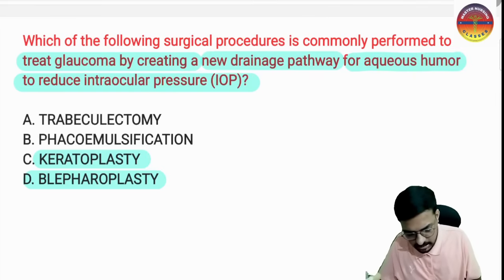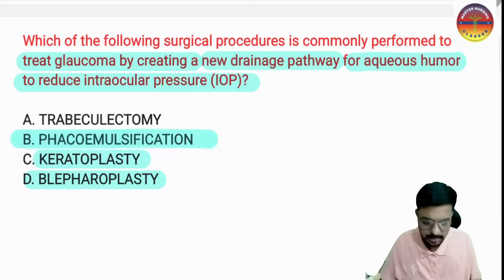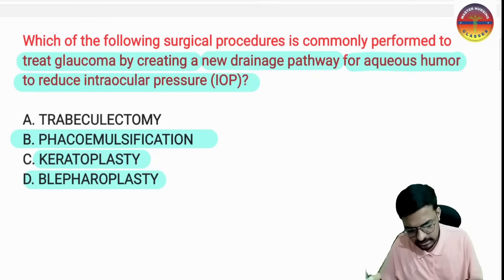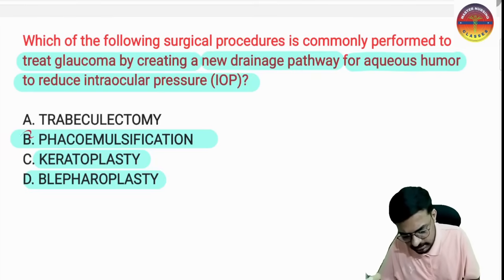And we also discussed already about phacoemulsification, where we are using ultrasonic waves to break the lens into small pieces, and we are taking out those small pieces of the lens through a small incision. So that's phacoemulsification. We have done this surgery in cataract.